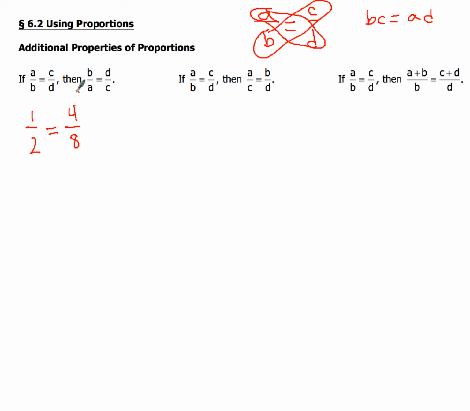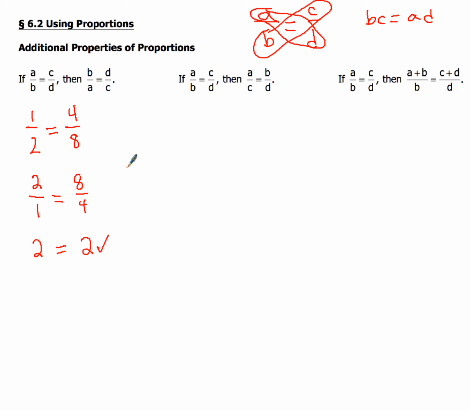Now after that I've got B over A equals D over C. So what this really says is, why don't I just flip it? I'm going to take the reciprocal of each side, and that's going to be 2 over 1 equals 8 over 4. Let's check that out. If I reduce 2 over 1, I end up with 2. Now what about the other side? 8 over 4, if you simplify that, you also get 2. So that kind of makes sense. That's what this first property means: just take each one of those fractions and find the reciprocal of each.